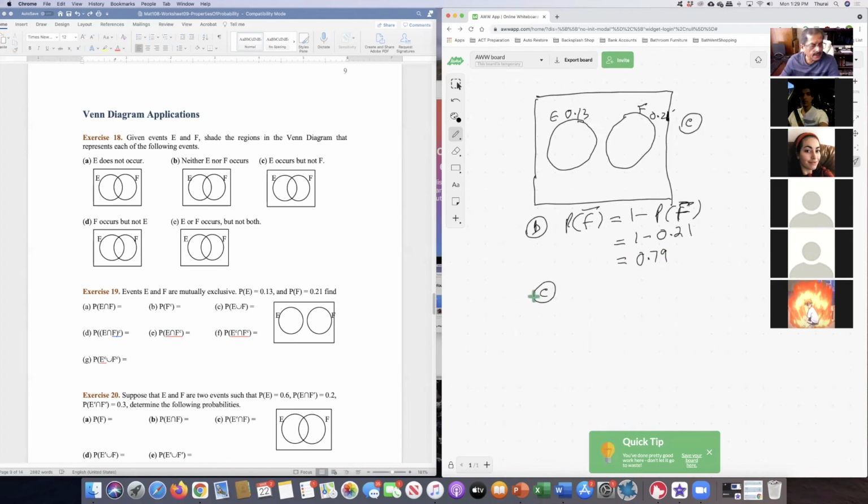Part C is probability of E union F. That would be probability of E plus probability of F. The intersection is empty, so we will not have the third part. The probability of E intersection is empty. So this is our formula. And that would be 0.13 plus 0.21, which is 0.34.